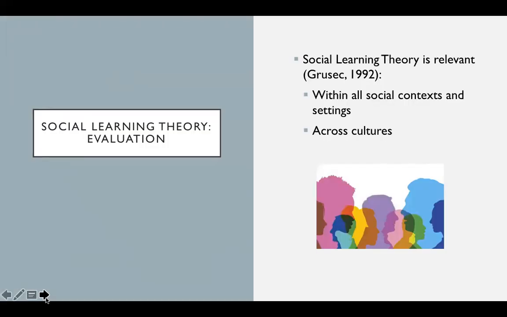Social learning theory can be applied across cultures and within all social contexts and settings. That's because observations can occur everywhere, and people are learning observationally, often without even realizing it.